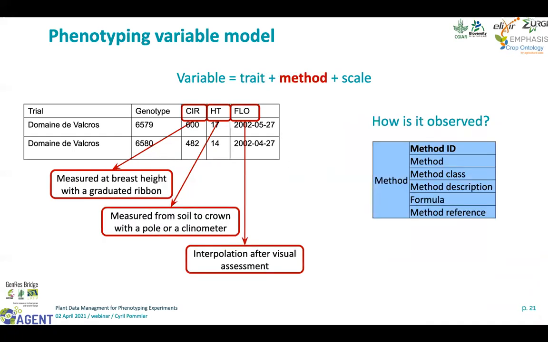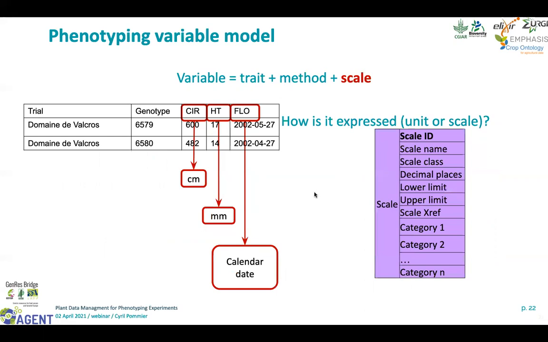Second thing, for a given trait, you can have different ways of measuring it. So the circumference is measured at breast height with a graduated ribbon. The height is measured from soil to crown with a pole or a clinometer. The flowering is an interpolation after visual assessment. Finally, you must record the scale, which can be international system units, centimeters, millimeters, calendar dates, or it can also be a notation scale.